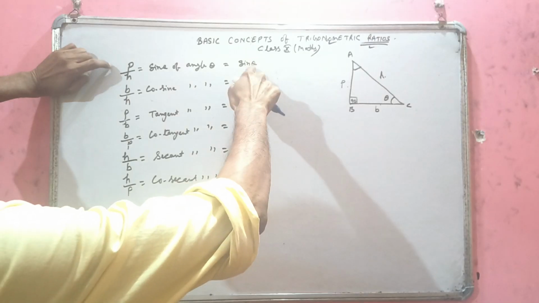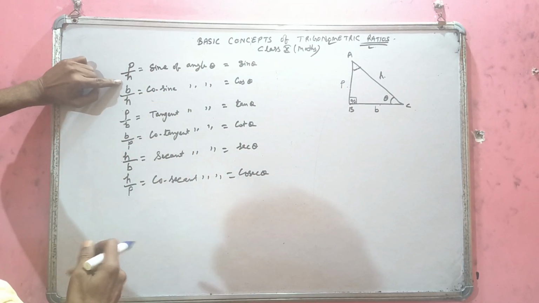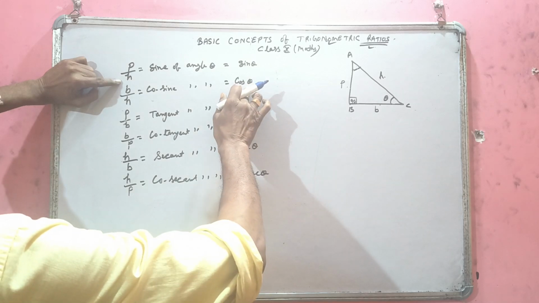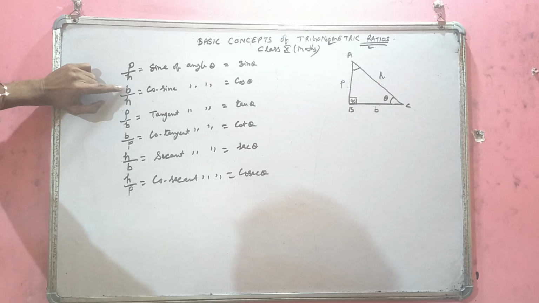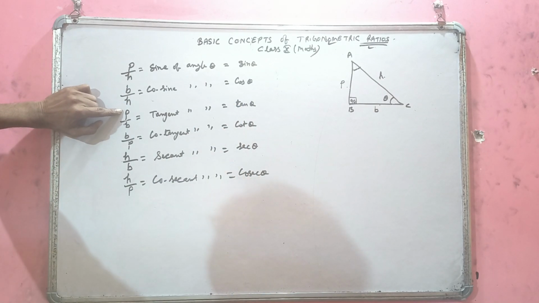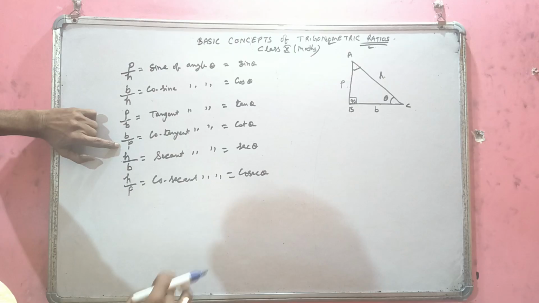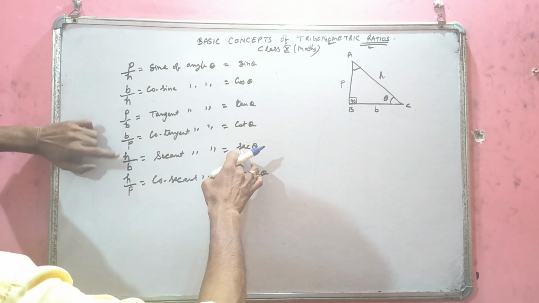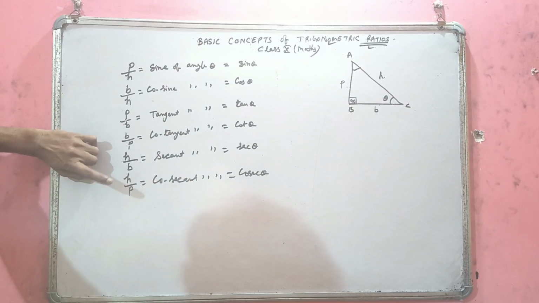What is sin theta? P by H. What is P? The opposite side, and hypotenuse is fixed. What is cos theta? B by H, adjacent side by hypotenuse. Tan theta is opposite side by adjacent side. Cot theta is adjacent side by opposite side. Sec theta is hypotenuse by adjacent side. And cosec theta is hypotenuse by opposite side.